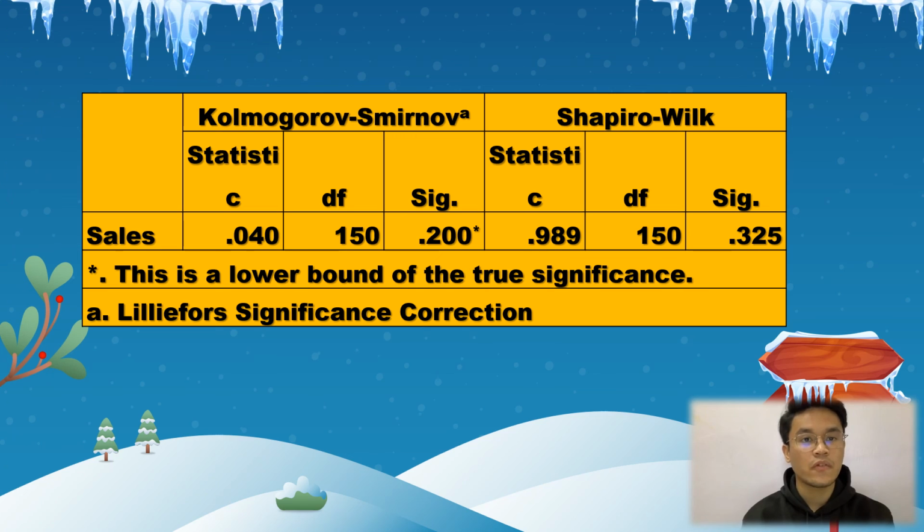For the test of normality table, we decided to choose the Kolmogorov-Smirnov test because our sample is greater than 30. And the Kolmogorov-Smirnov test of normality on sales gives a p-value of 0.2, which is more than 0.05. Thus, the assumption of normality of sales is met.